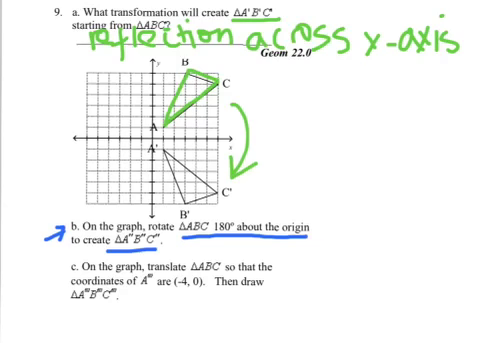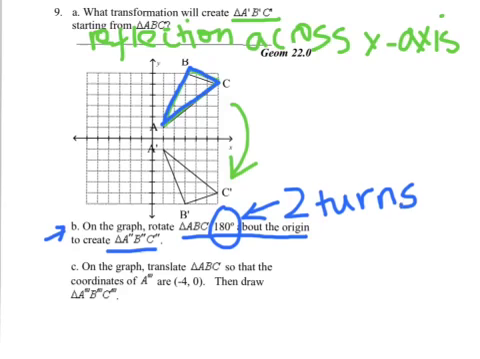So go ahead and take this first one and rotate it with your paper 180 degrees, which is 2 turns. So go ahead and do that, and I'll put the new image and I'll label it. When you do that, you should get this triangle right here in red.